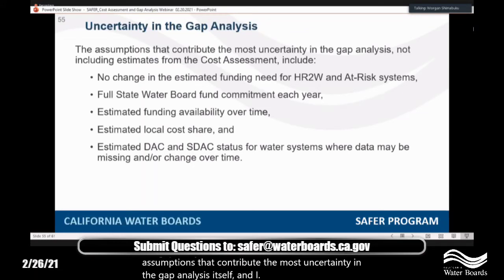So to go through these briefly, we assume that there's no change in the estimated funding need for human right to water and at-risk systems. Basically, that blue bar that we added across the top each year was the same size, and we have to make an assumption for now that that's going to be the same size, at least for these first 5 years. And then the next assumption is that there is full State Water Board fund commitment every single year. Also that estimated funding availability over time remains what we're assuming it is. Estimated local cost share is, again, our assumption around that.